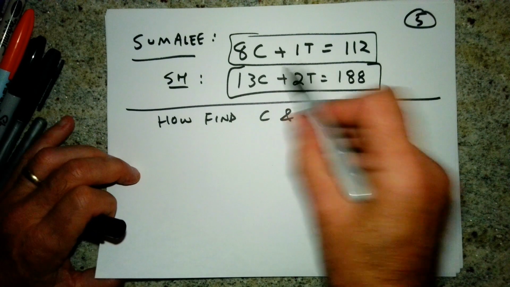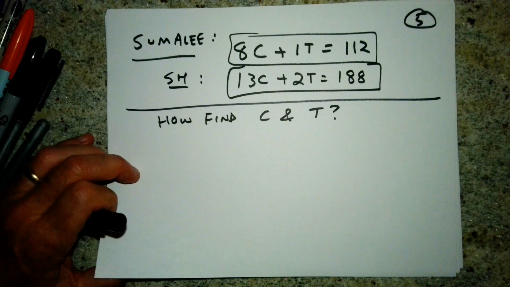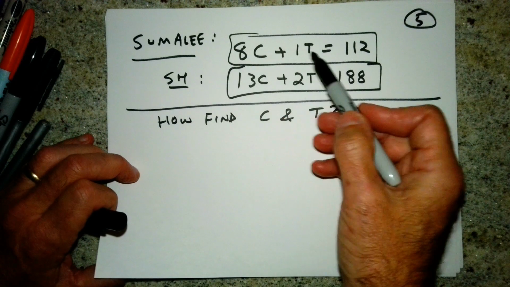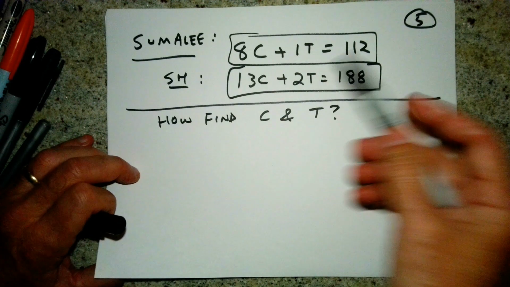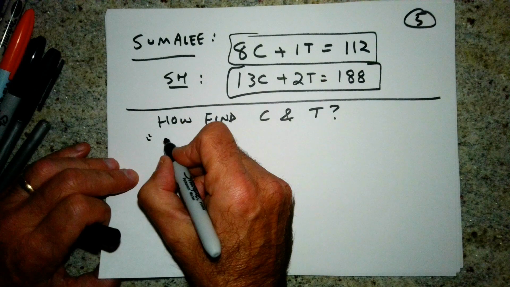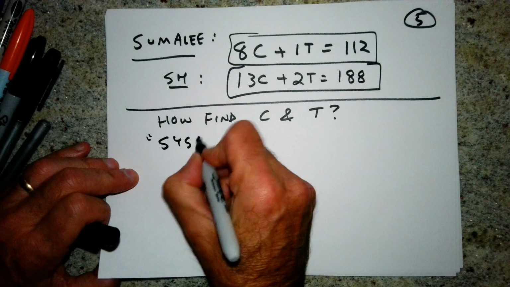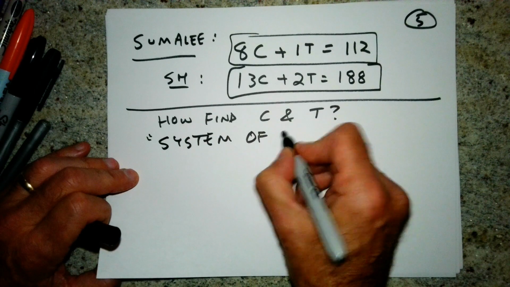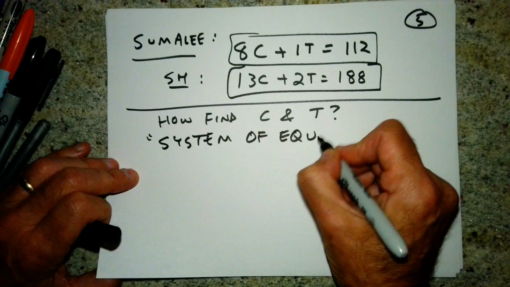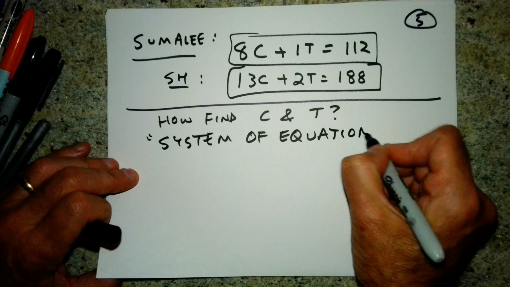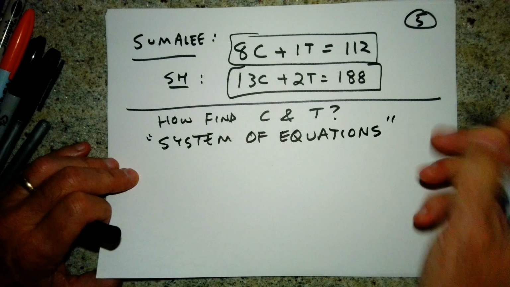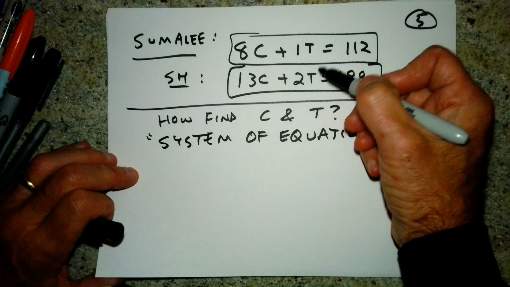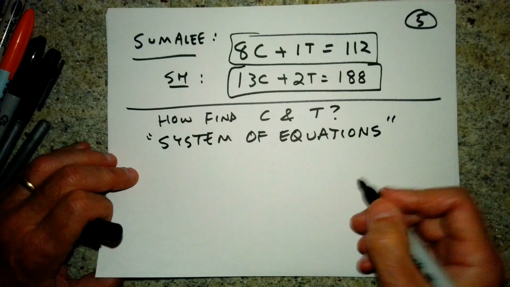Okay, but let's say you don't know. Let's say you're not sure how to deal with this. How do you solve a problem with 2 unknowns, 2 variables, C and T, and you have 2 equations? These are called a system of equations when you have more than one equation and more than one unknown variable. I was taught to call them simultaneous equations because it's 2 or more equations that are simultaneously true and related to each other. This T means the same thing in both equations, that C means the same thing in both equations.